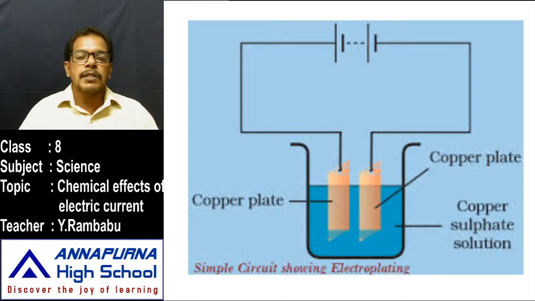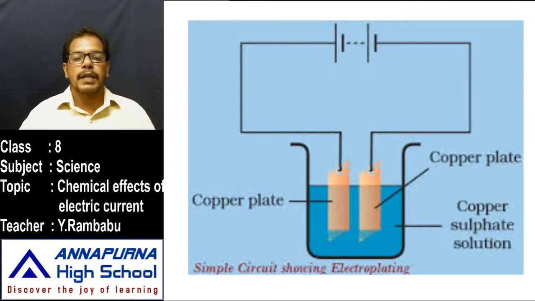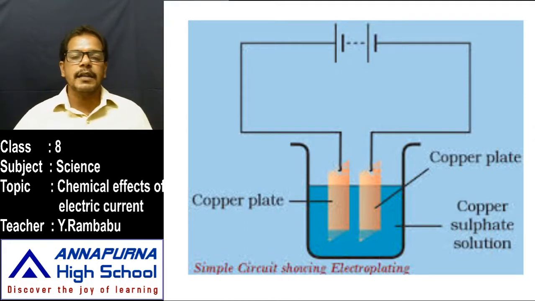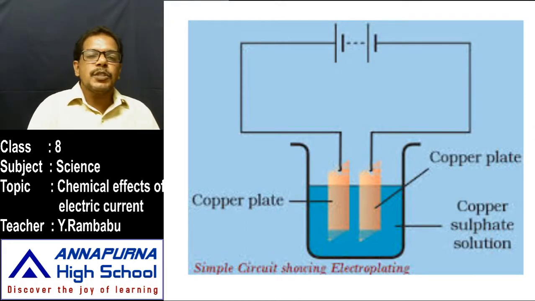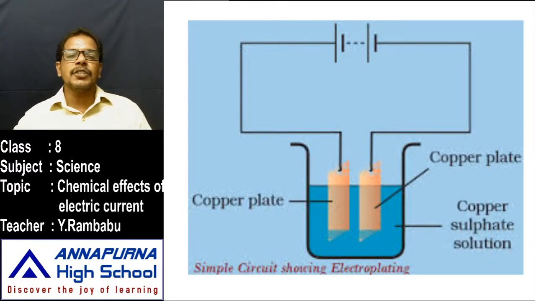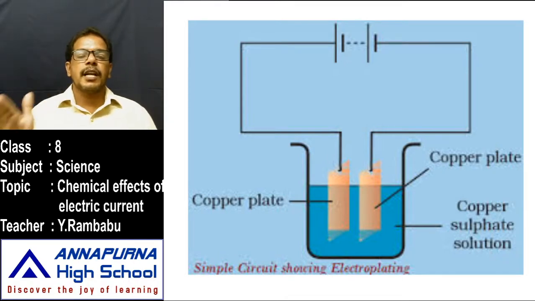Whenever electricity passes through this copper sulfate solution, it splits into its respective ions. That means Cu2+ ions and SO4 2- ions. Cu2+ ions are positively charged ions, and SO4 2- ions are negatively charged ions. These positively charged Cu2+ ions move towards the negative electrode, which is the right side electrode. The right side electrode is connected to the negative terminal of the battery. That's why it is the cathode.